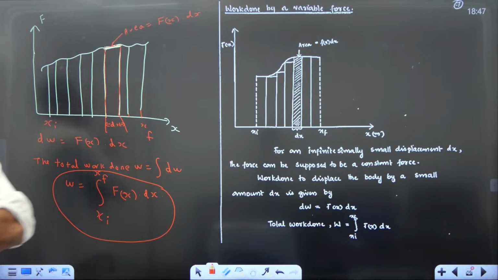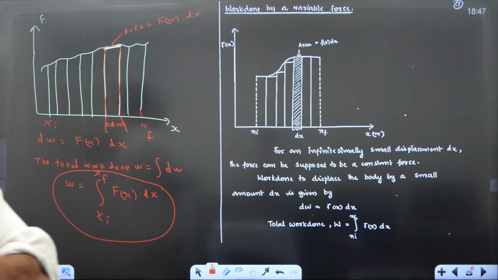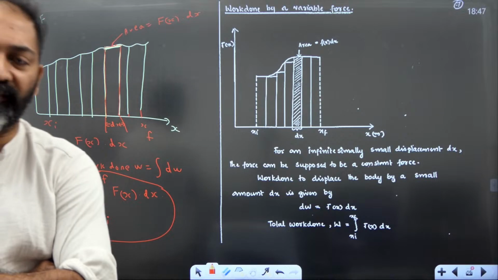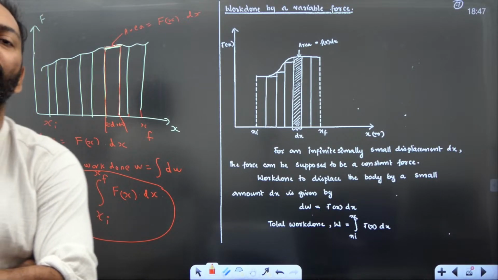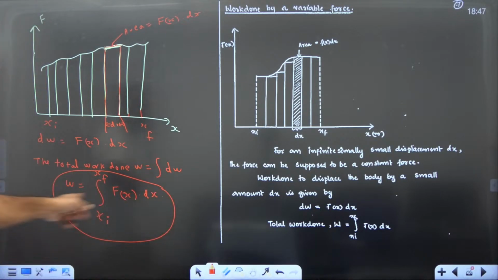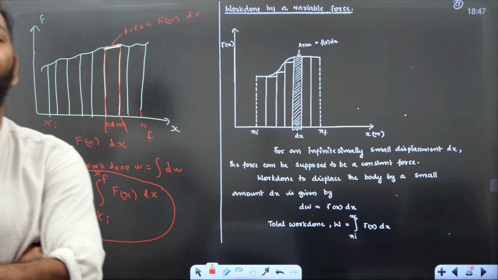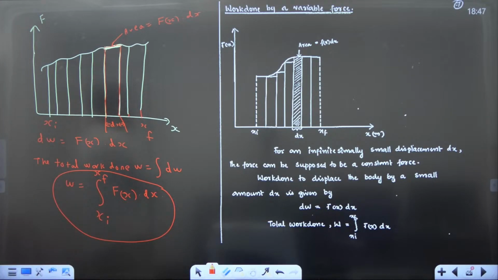Listen, when should you apply this concept? When the applied force is not a constant. When the applied force varies with the position, you should use this equation for work done. What is that? Integral xi to xf of f of x dx.